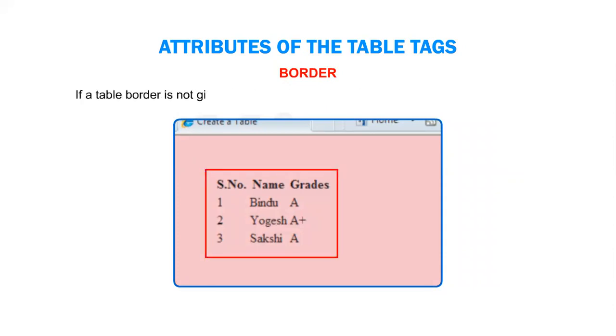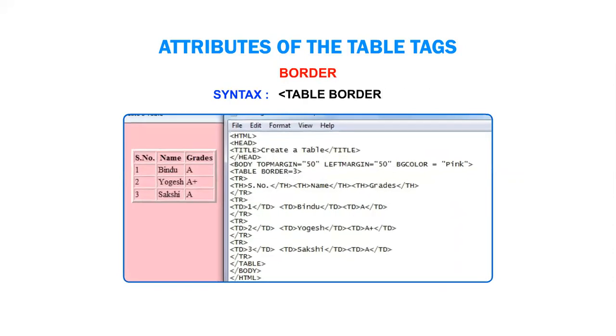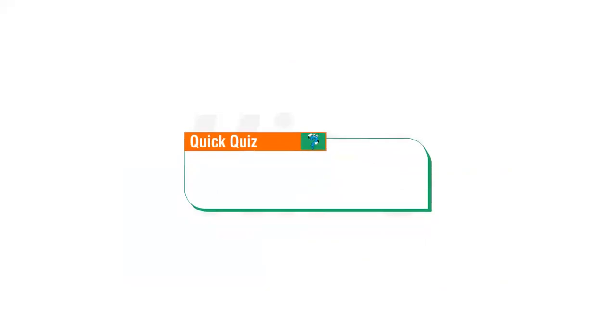If a table border is not given or its value is 0, then no border will be displayed. The larger the value, the thicker the border. Syntax: <table border="3">. Here the number 3 is the border size in pixels. Let us take a quick view. What are the attributes of the table tag?